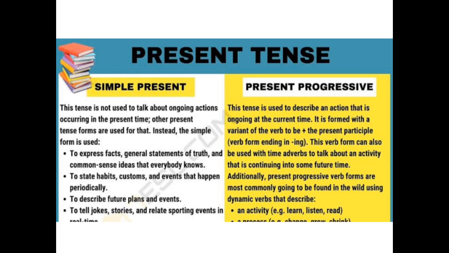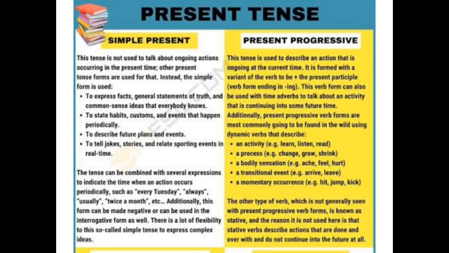This verb form can also be used with time adverbs to talk about an activity that is continuing in some future time. Additionally, present progressive verb forms are most commonly going to be found using dynamic verbs that describe an activity. Let's look at the other one. Activity, a process, a bodily sensation, a transitional event, a momentary occurrence.